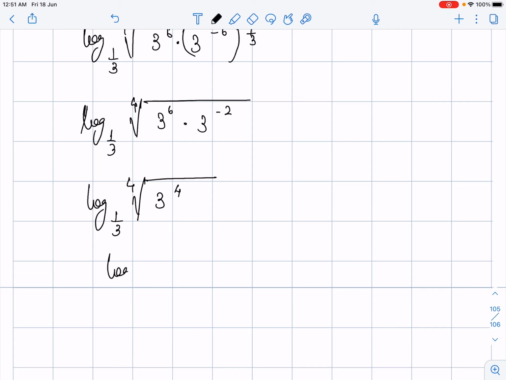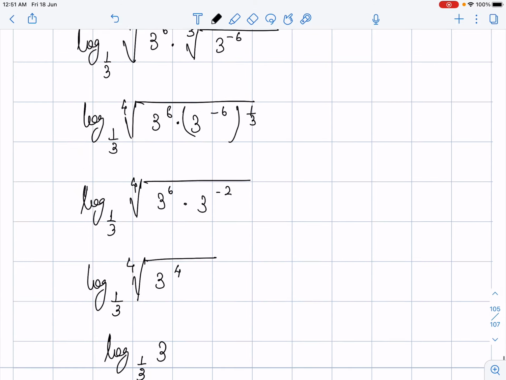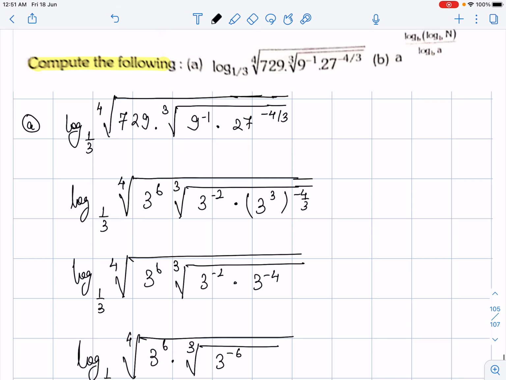Then log of 3 to the base 1 by 3. That means minus 1 will be your answer. Now what about the next subpart of this question?